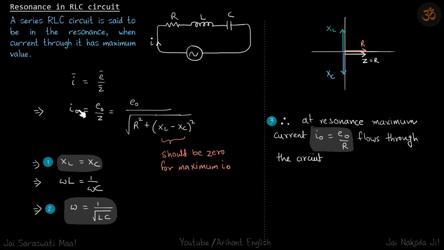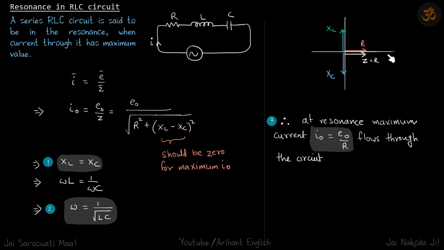So there are a lot of points here for resonance. Let's just go through them one by one. The first point is, for resonance, this should be 0. That's how we get maximum I naught. This is 0 means XL should be equal to XC. This gives omega should be 1 by root LC. Third, at resonance maximum current. So what will be the value of current? E naught by R. So maximum current E naught by R flows through the circuit at resonance.